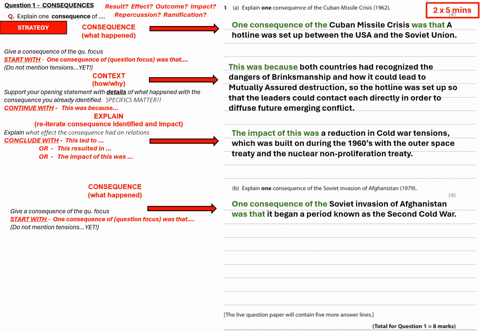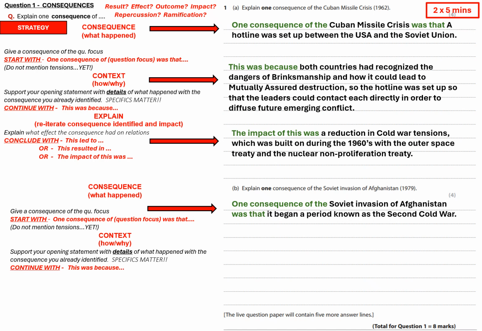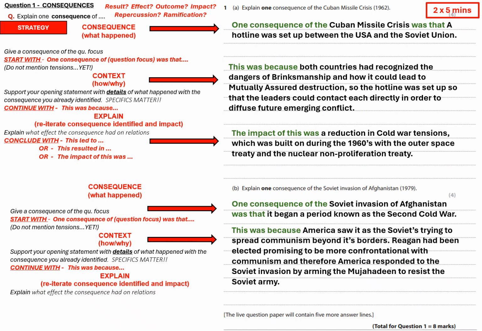And now I'm going to explain what the Second Cold War was in more detail, aren't I? So I'm going to give the context, how and why. Support your opening statement with details of what happened. So give more detail, give more context about the consequence that I have already mentioned. So I said it began the Second Cold War. Now I'm going to talk about what the Second Cold War was. So this was because America saw it as the Soviets trying to spread communism beyond its borders. Reagan had been elected, promising to be more confrontational with communism, and therefore America responded to the Soviet invasion by arming the Mujahideen to resist the Soviet Union.